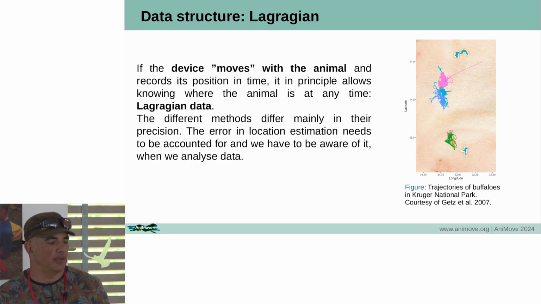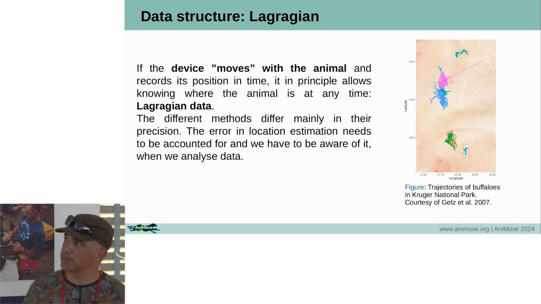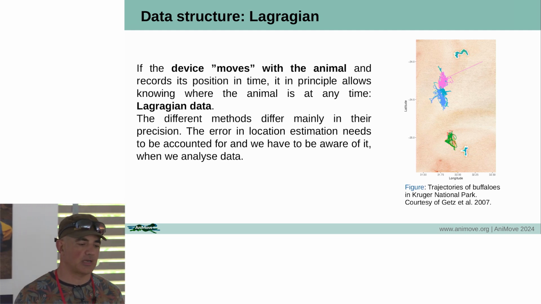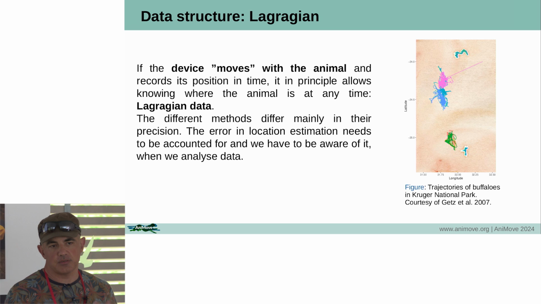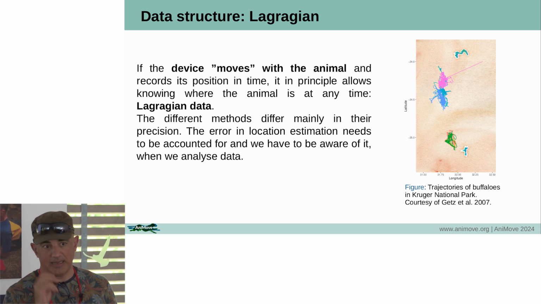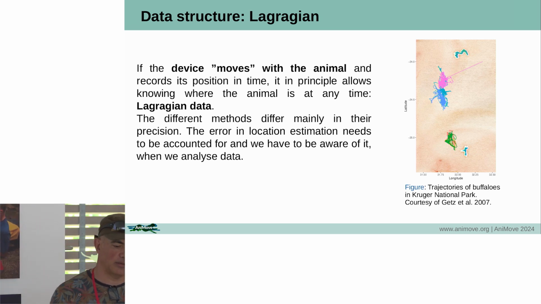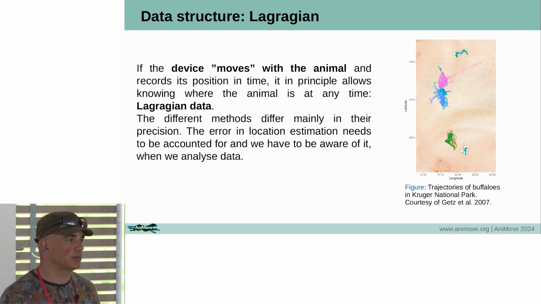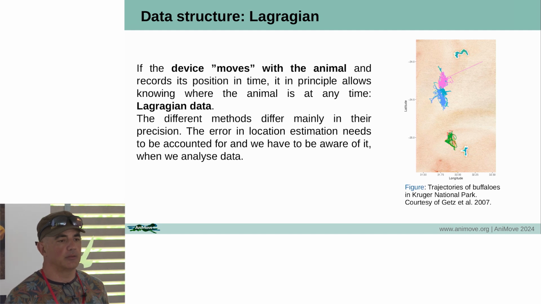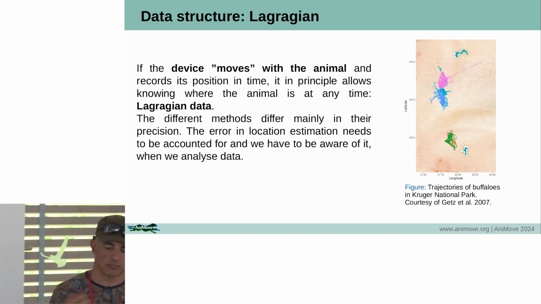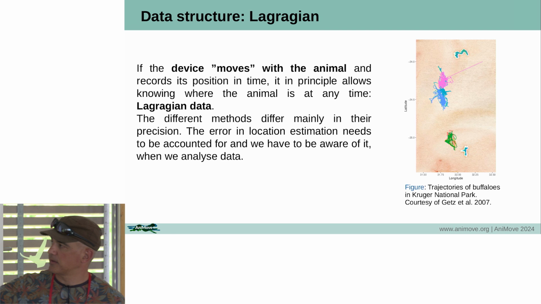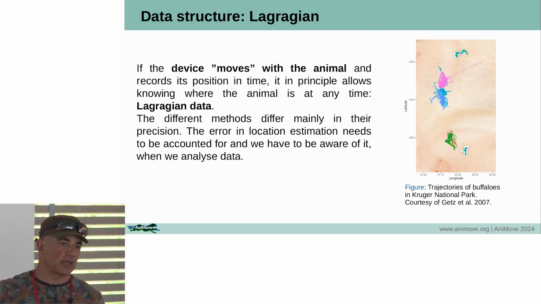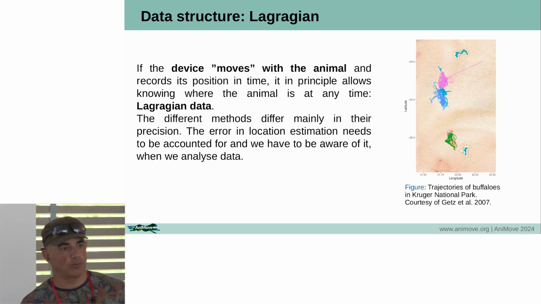So if the device moves with the animal and records position in time, it in principle allows knowing where the animal is at any given time. That's the Lagrangian data. This is a data set that we will be using later. This is the Kruger buffaloes. They had these collars, big buffaloes carrying collars. And technically, because we know where the collar is, and the collar is around the neck of the buffalo, we know where the buffalo is.